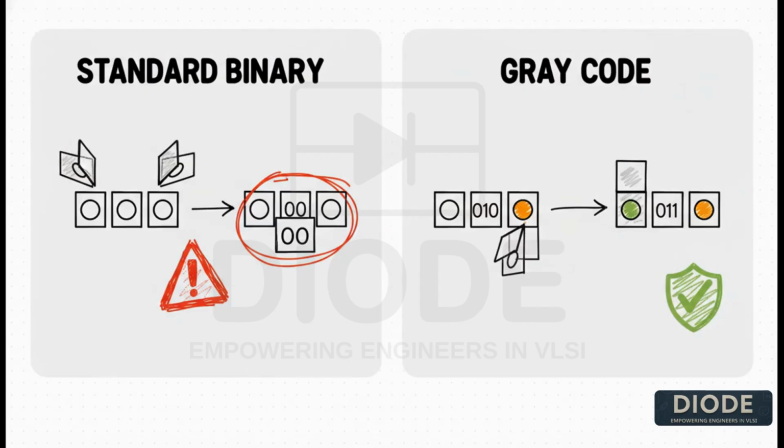And you can see exactly why right here. Look at going from 1 to 2 in normal binary. 2 bits have to flip at the exact same time. But what if 1 is just a little bit laggy? For a split second, the machine might read a totally wrong number. But with gray code, only 1 bit ever flips. There's no race, no confusion, just a clean, safe transition every single time.